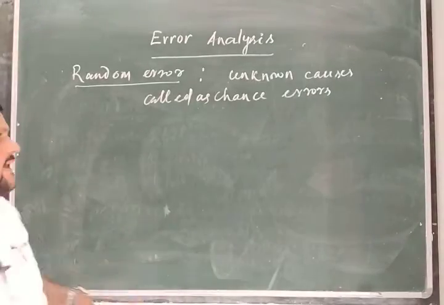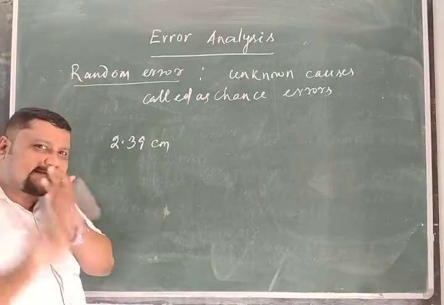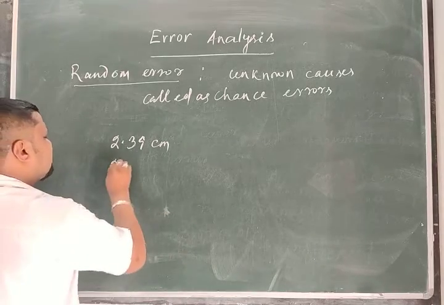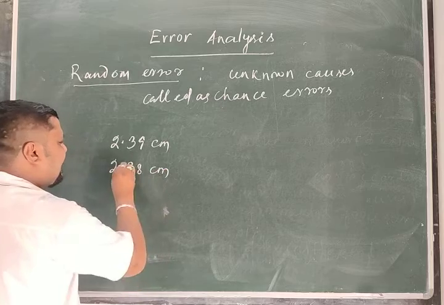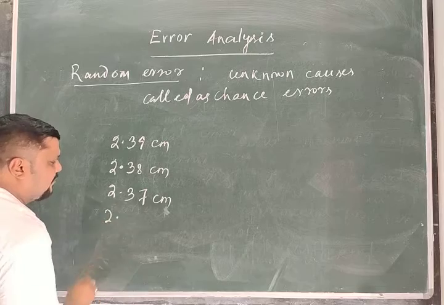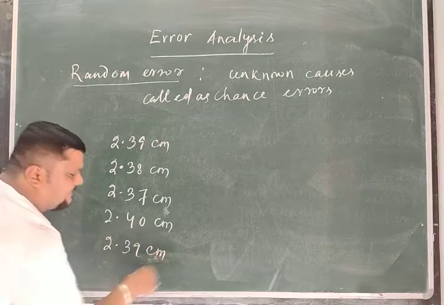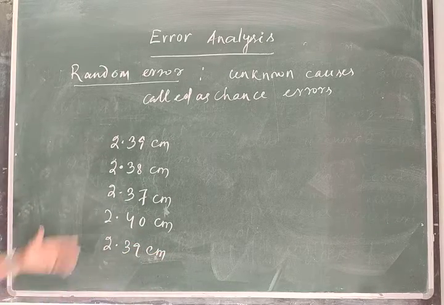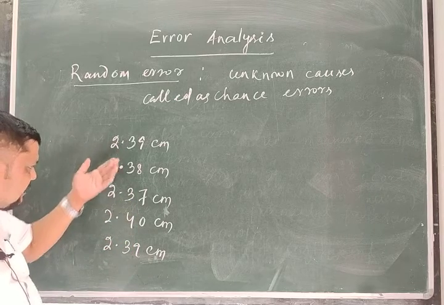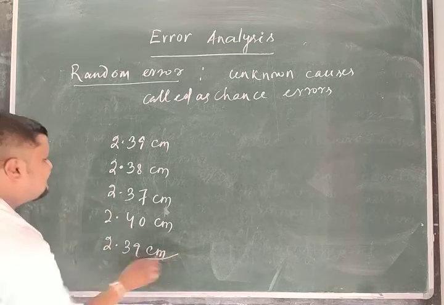I measure a length, first once, as 2.39 cm. Then again I measure the same length by the same instrument and in the same laboratory in the same way, but I got the result as 2.38 cm. Then again I measure, I got 2.37 cm. Then I got 2.40 cm. Then I got 2.39 cm again. So that is the measurement. Two times it decreases, then one time it increases, then again decreases, like that. So this is random.